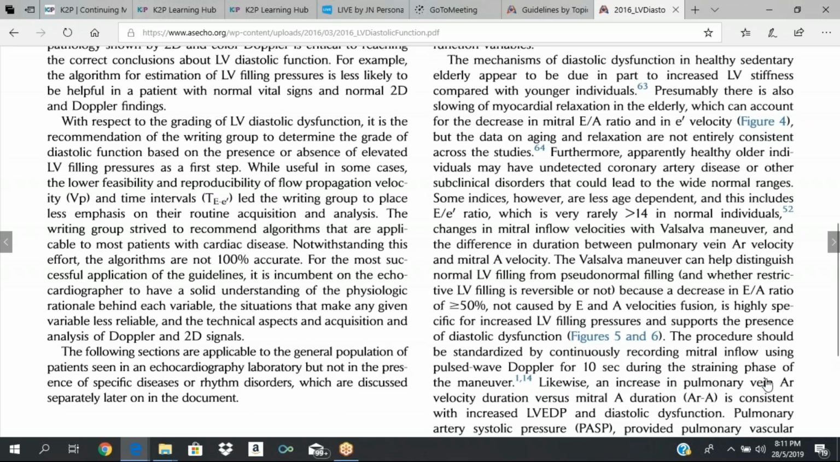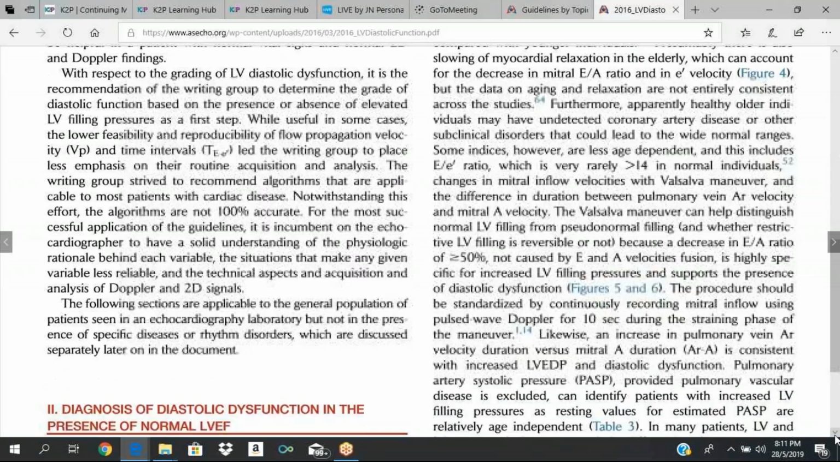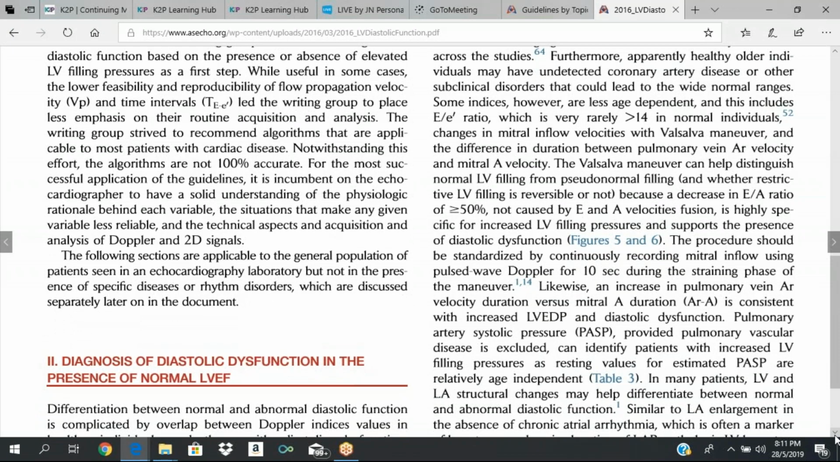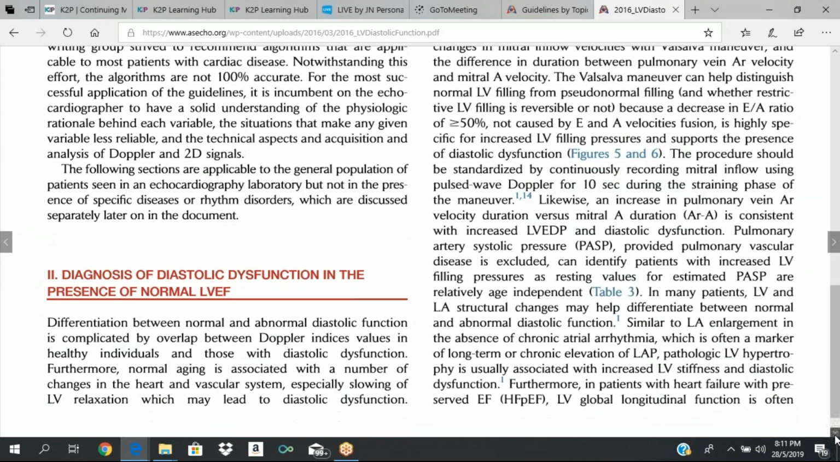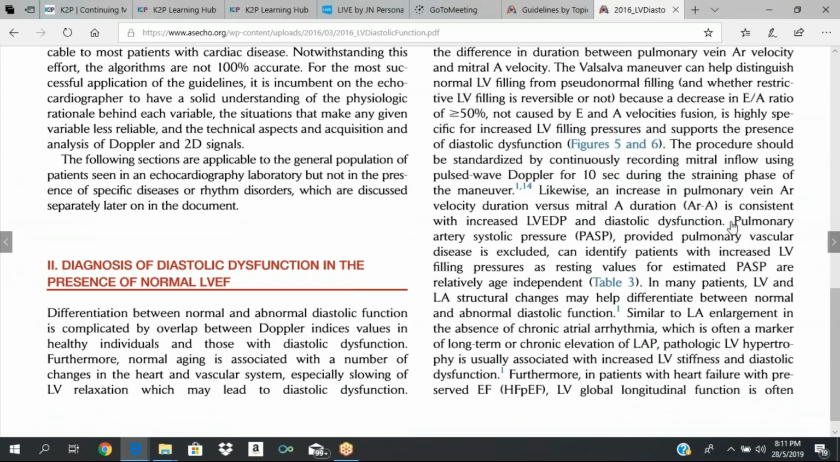Likewise, an increase in the pulmonary vein atrial flow reversal duration versus the mitral A duration is consistent with increased left ventricular end diastolic pressure and diastolic dysfunction. So we will go over that in its entirety, so you understand again.